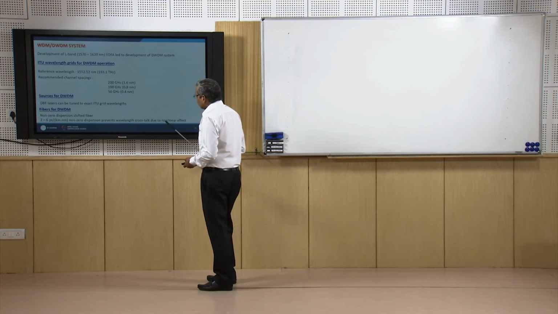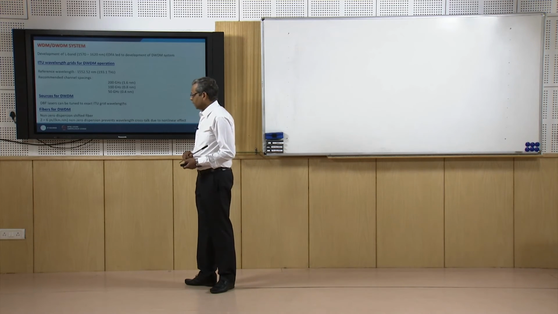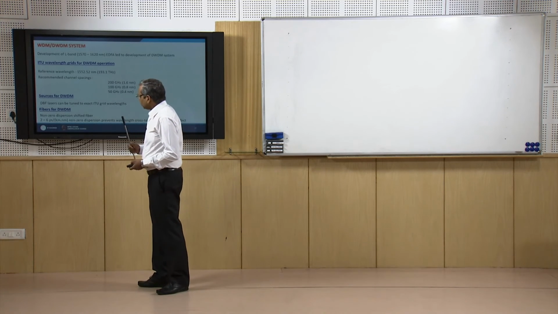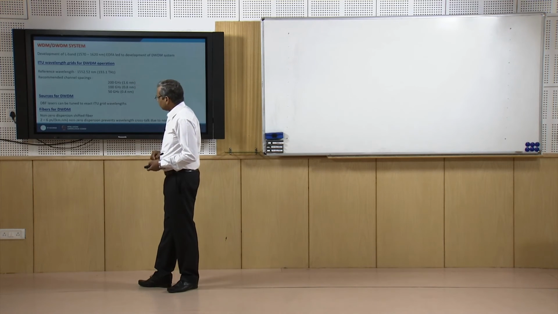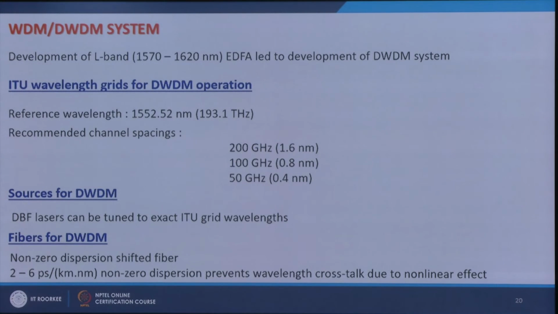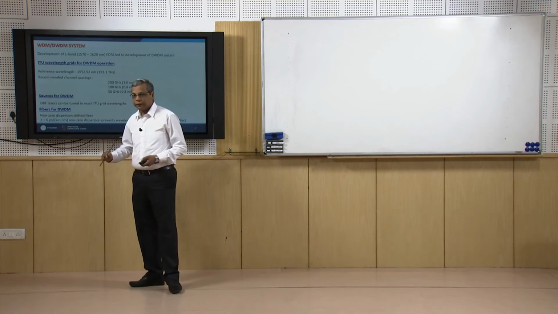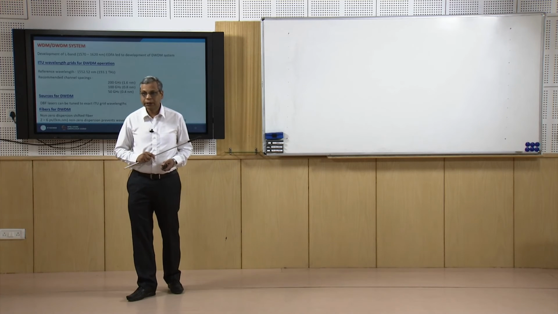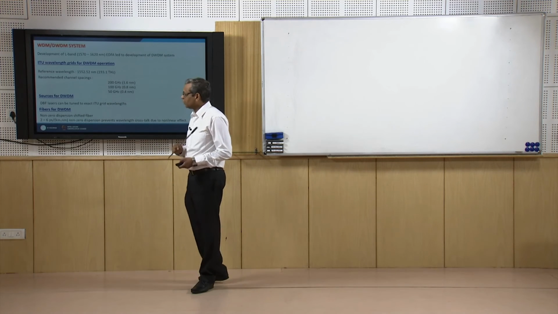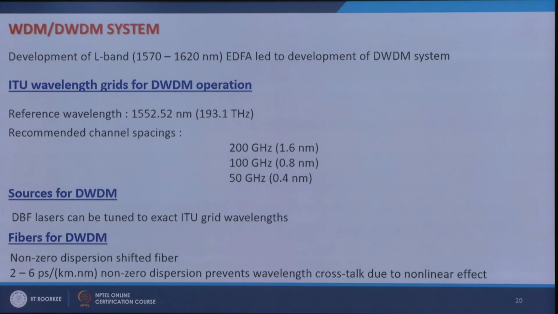So, I should keep certain minimum dispersion which is non-zero, and at the same time I should have large effective area. So, there are certain fibers which have been developed which are non-zero dispersion shifted fiber. So, you have non-zero dispersion shifted fiber. So, the minimum dispersion wavelength is shifted now to 1550 nanometer band from 1310 nanometer band, and minimum dispersion is not 0, it is about 2 to 6 picoseconds per kilometer nanometer to prevent nonlinear effects.